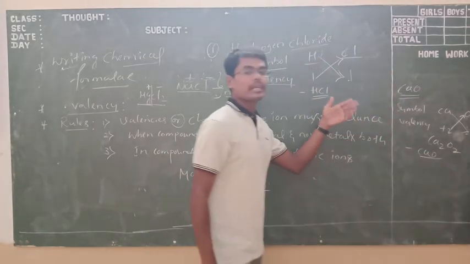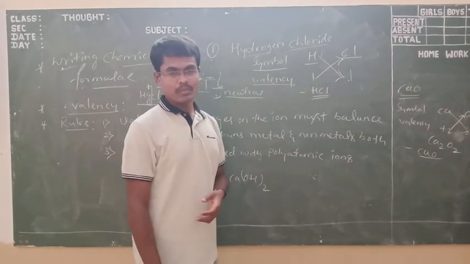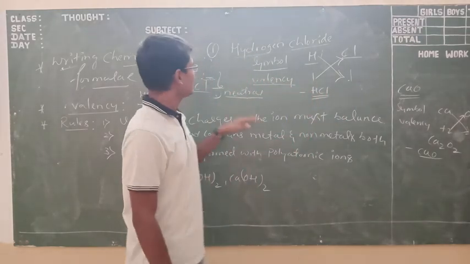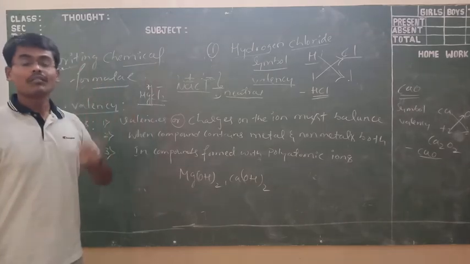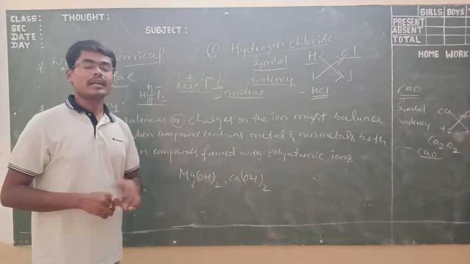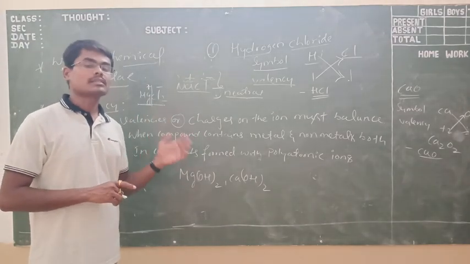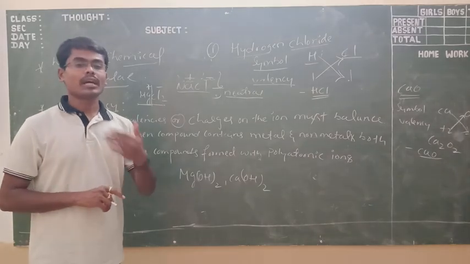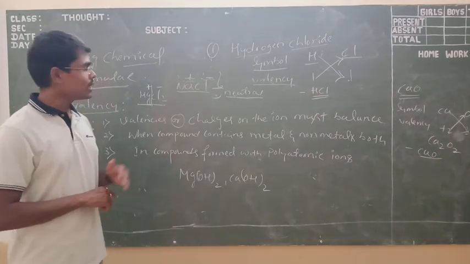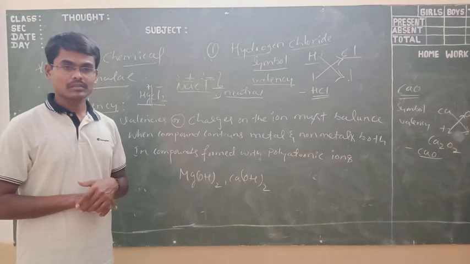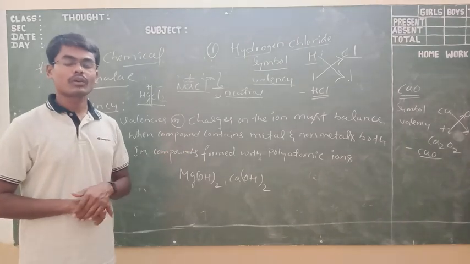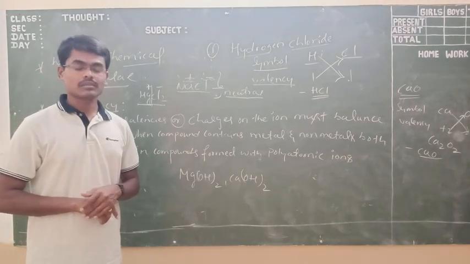Like that, we can take so many examples for writing the chemical formulas. And in the textbook, they have given some other examples. You can go through the textbook, you will get the answers for those things. Right? This is about how we are going to write the chemical formulas. Thank you.